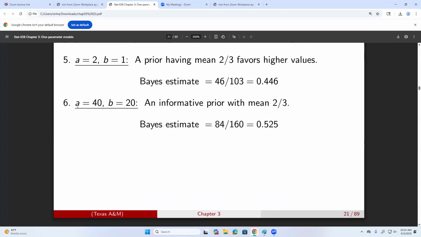Now, if I give the prior distribution A equal to 40 and B equal to 20, an informative prior with a mean of 2/3, then the Bayes estimate becomes 0.525. So this is the one that is impacting our inference too much, right? Originally, the maximum likelihood estimator was 0.44. From there, you have a shift of almost 18 to 20% change in the parameter estimate because of the prior distribution.